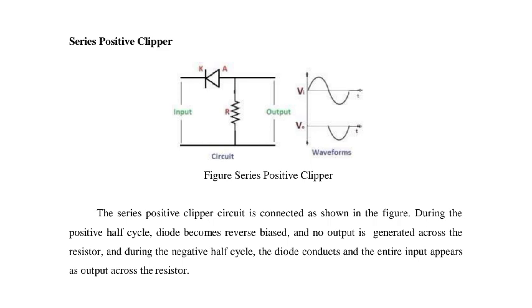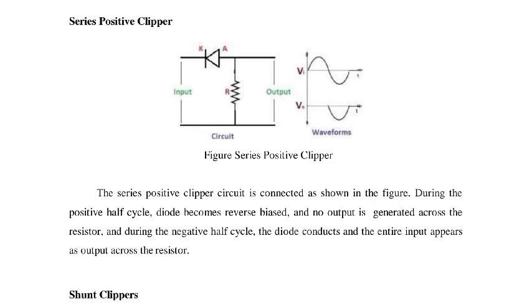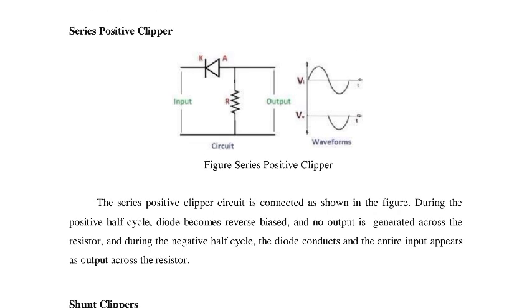During the positive half cycle, the diode becomes reverse biased. So there is no current, and for that input there is no output. No output is generated across the resistor. During the negative half cycle, the diode conducts, meaning the diode will be forward biased, and the entire input will appear here. So we can see this. Suppose that this is the input.